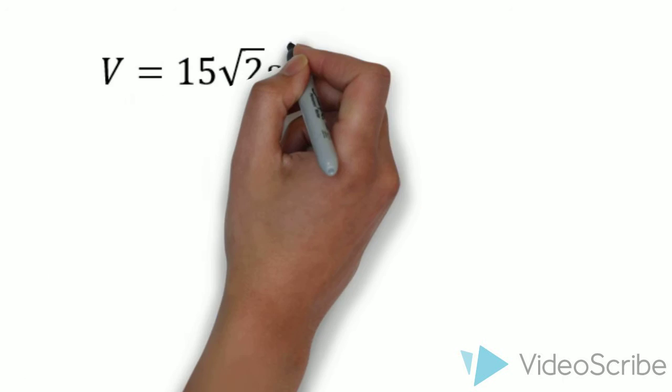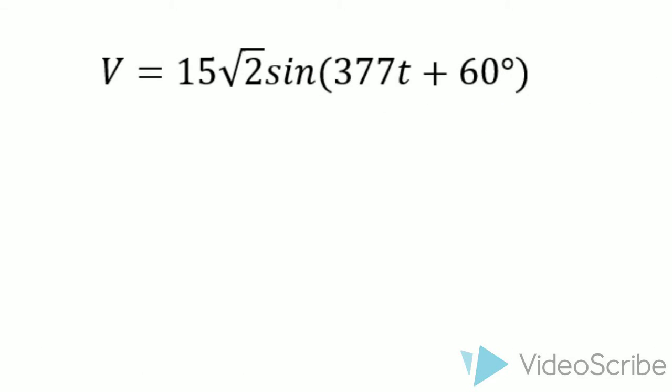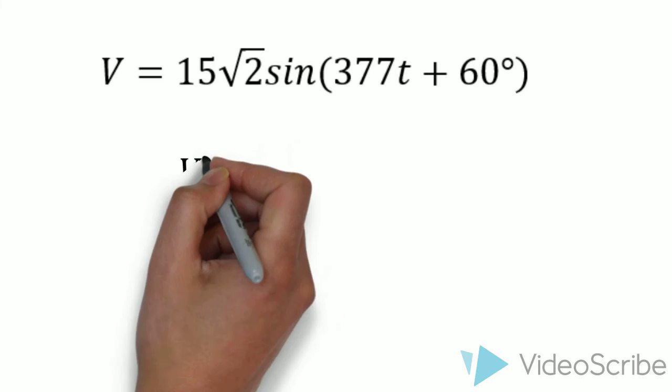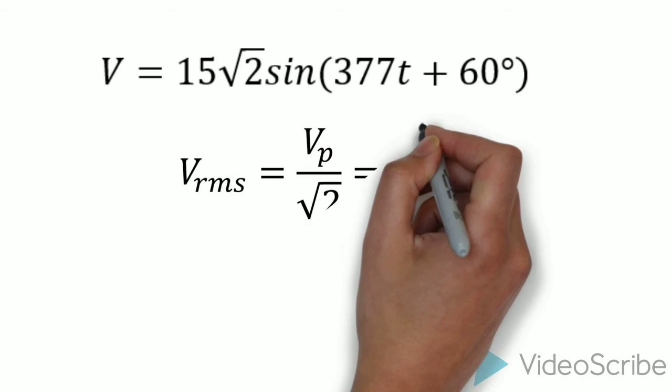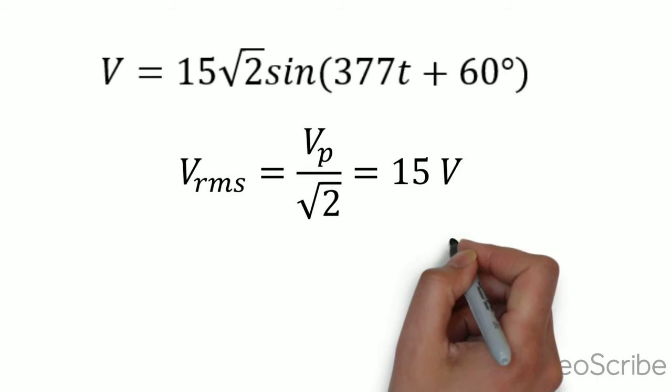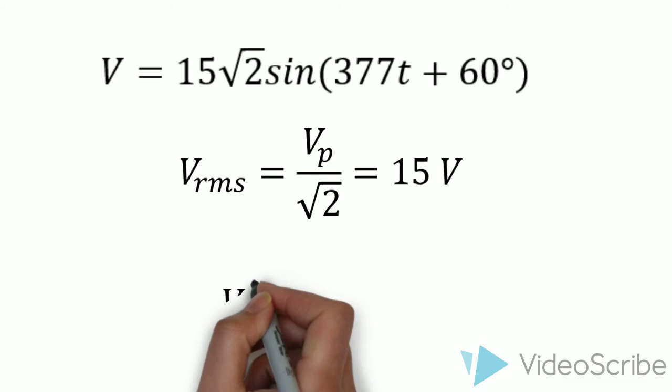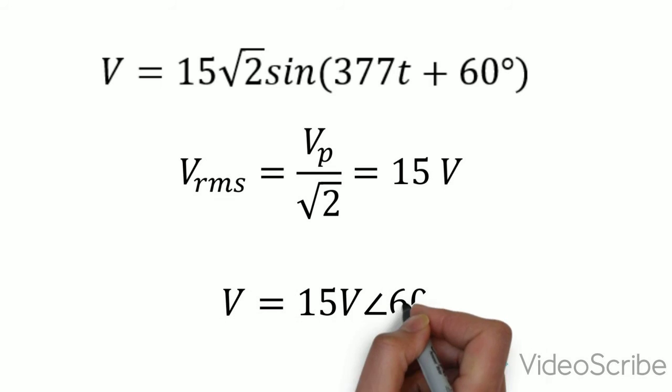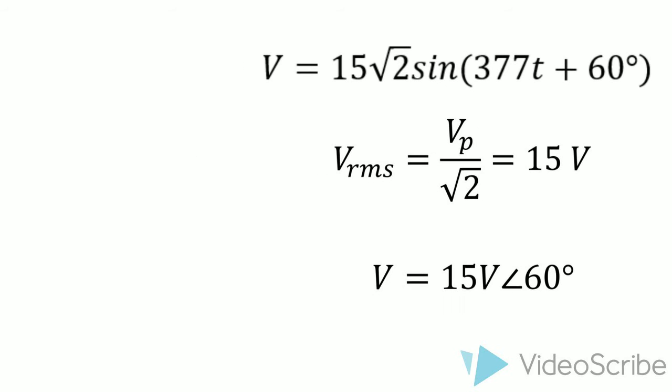It's difficult to add sine waves without it getting very complicated. The first step is to find the RMS voltage from the waveform. Take this example. Here the RMS voltage is 15 volts. We then simply take the phase from the waveform and combine the two to make a polar equation. This is known as the phasor form.